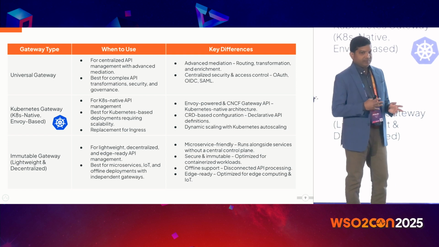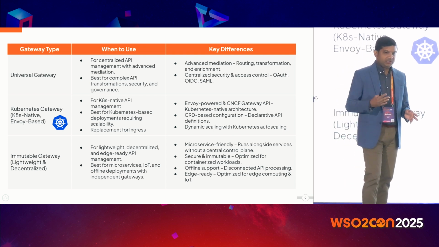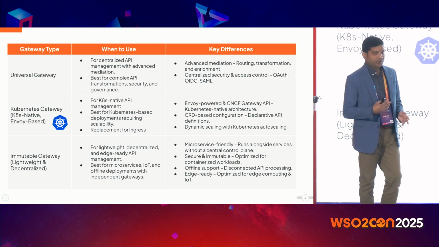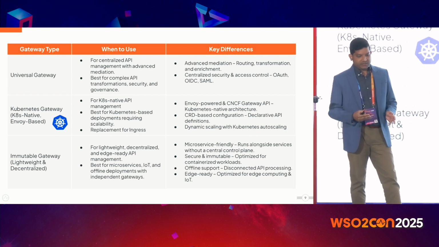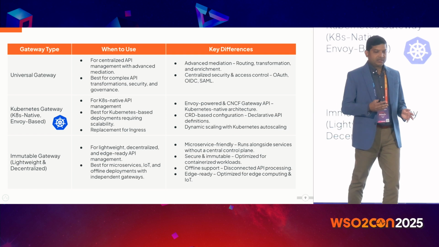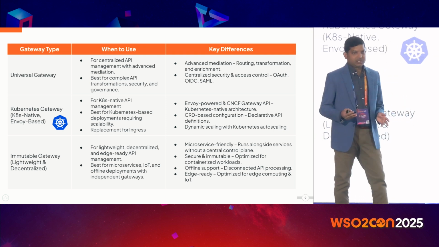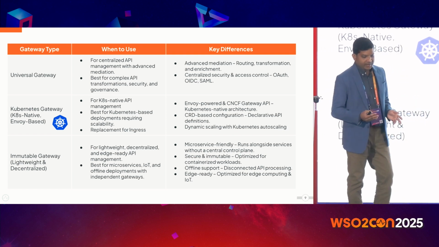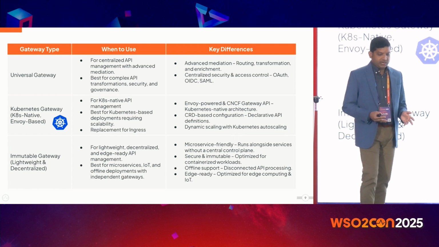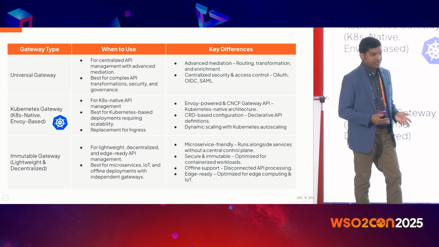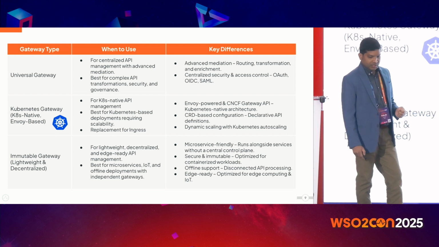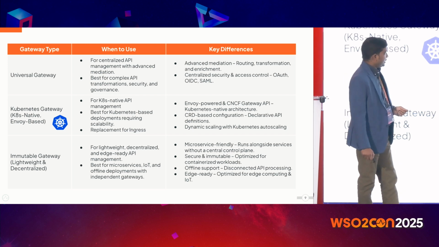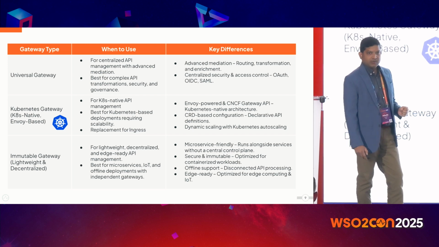This runs on a VM, Kubernetes, or anywhere, and it is more microservice friendly. You can run this gateway alongside the service itself, and it is edge ready and optimized for computing and IoT. So that's about the gateway types that we have. Any questions on this?